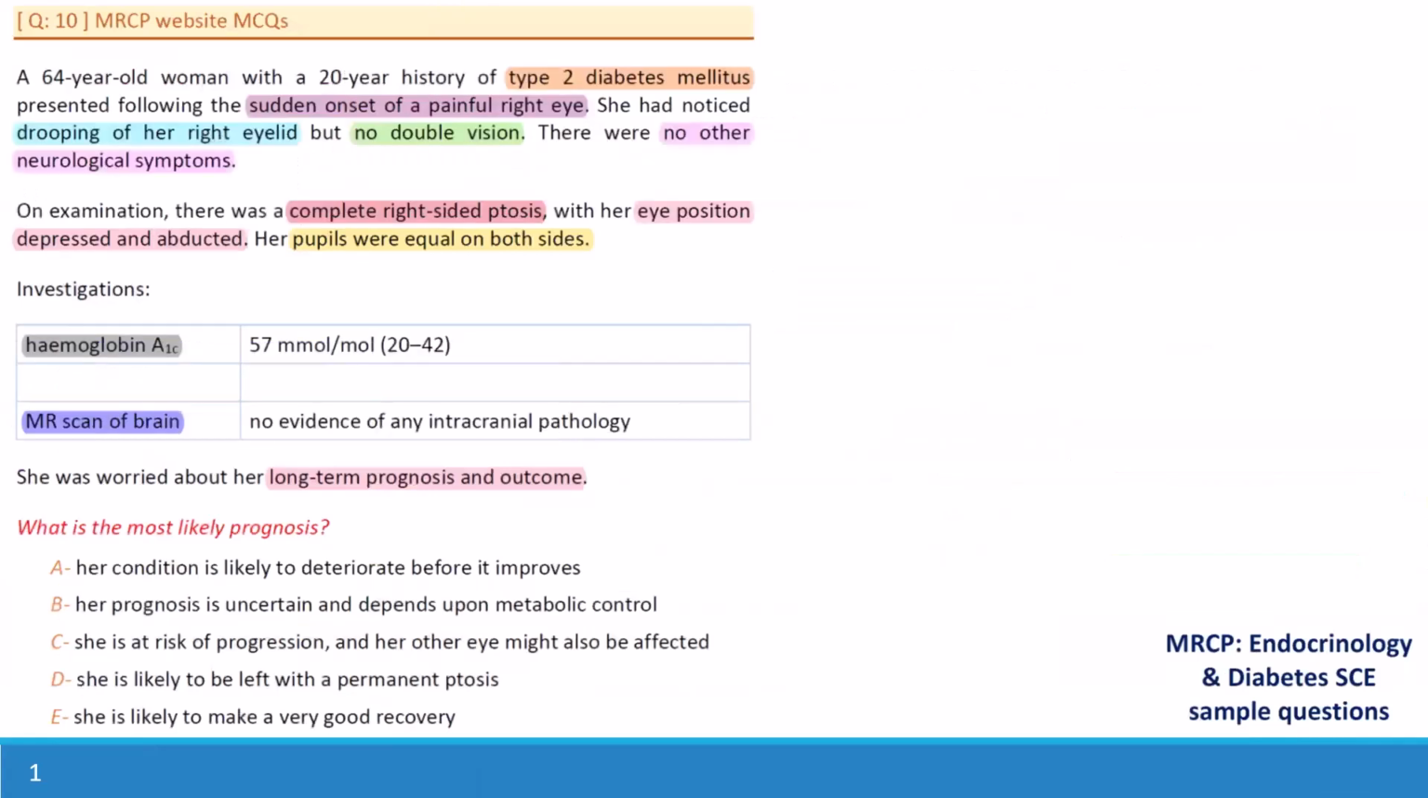And let's go to some questions from the official website. A patient with type 2 diabetes mellitus of long duration has sudden onset of a painful right eye, and actually this is a repeated question in the previous exam, with dropping of her right eyelid, no double vision, and no other neurological symptoms. Hemoglobin A1C is well controlled, MRI of the brain is normal, and the question asks about long-term prognosis. What is the diagnosis here?